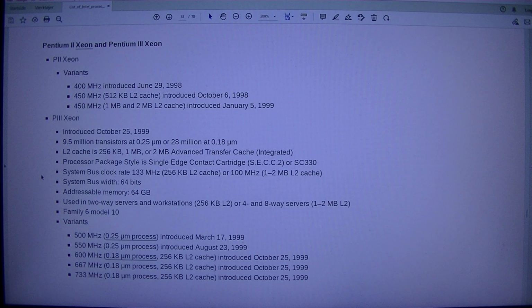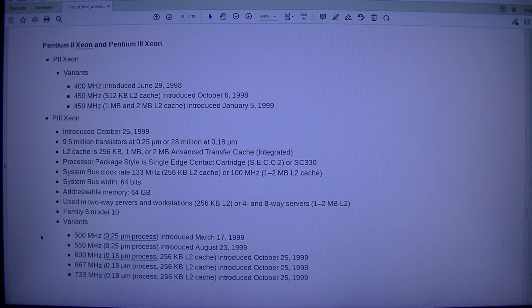System bus width, 64 bits. Addressable memory, 64 gigabytes. Used in two-way servers and workstations, 256 kilobytes L2, or 4 and 8-way servers, 1 or 2 megabytes L2. Family 6 Model 10. Variants: 500 MHz, 0.25 micrometer process, introduced the 17th of March, 1999.